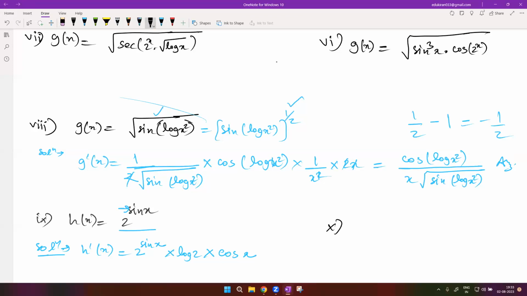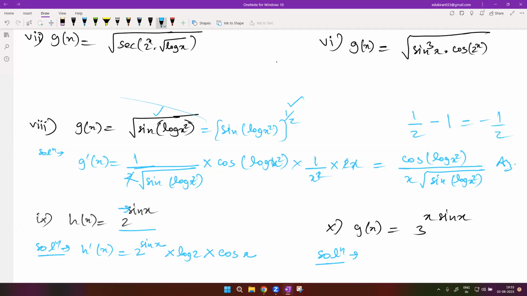Let's try this one. Let's say we have a function g(x), which is 3 to the power x sin x. Now how do we solve this one? First of all, I don't have any direct formula for 3 to the power x sin x. So this is a composition of functions.